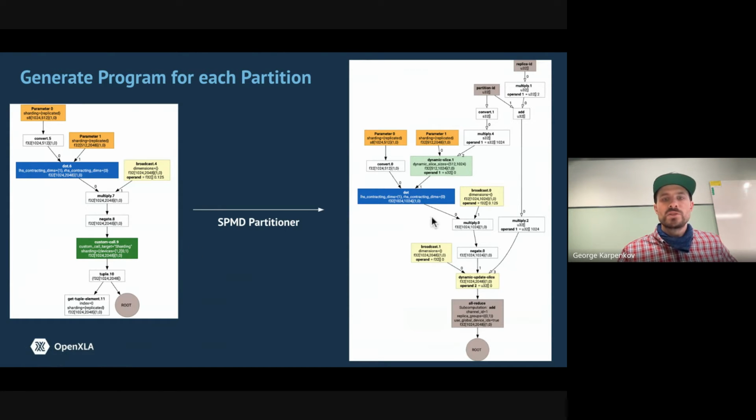And then after the SPMD partitioner kicks in, it looks a bit more interesting. So now we have an all reduce operation. We have the ID, and replica ID mostly, again, for historical reasons, but it's basically identifying the partition we are in. And that identifies which part of the input the given replica should read. And then two different parts are computed in parallel and then joined with a reduction later on.